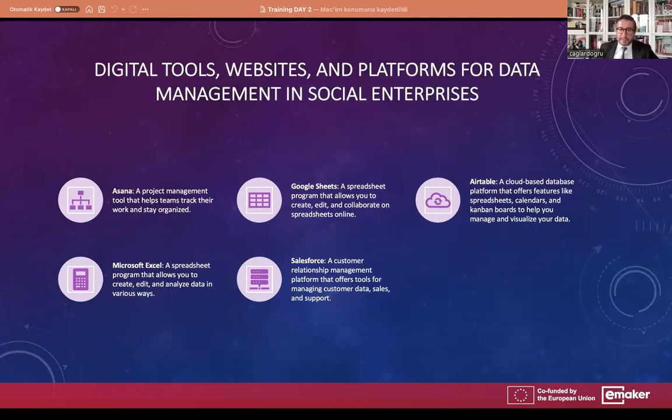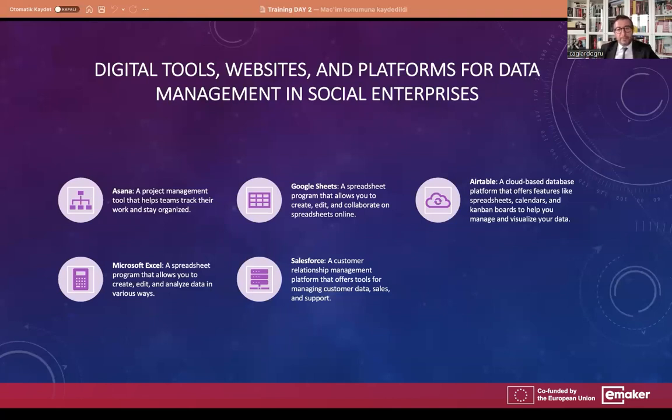And lately, a program called Salesforce is very popular among young people, and it's a customer relationship management platform which offers tools for managing customer data, sales, and support. If you have some product, it's the most effective way to build a bridge between the customer and the company.